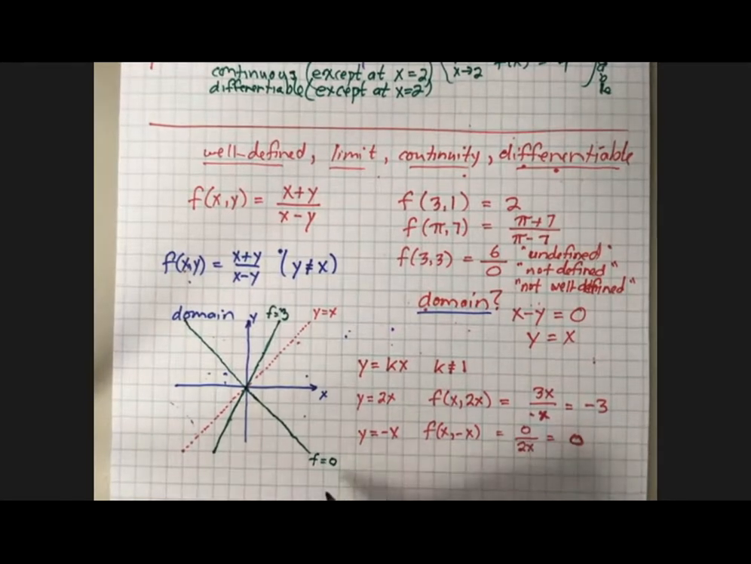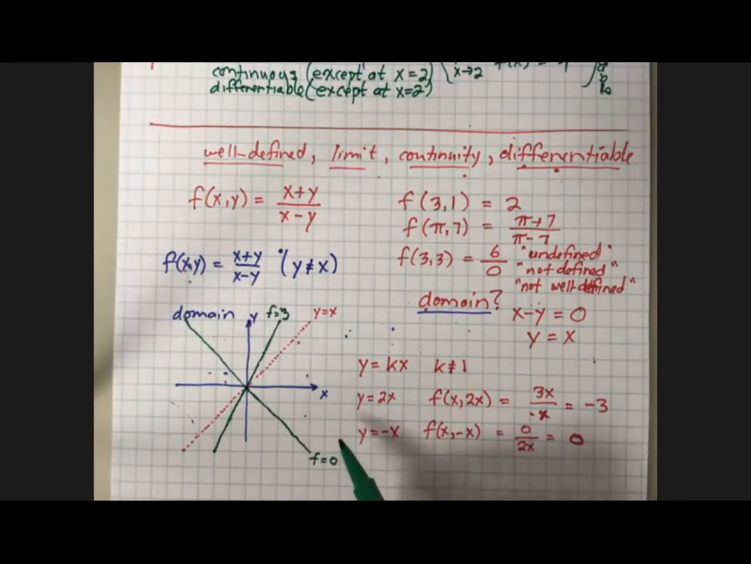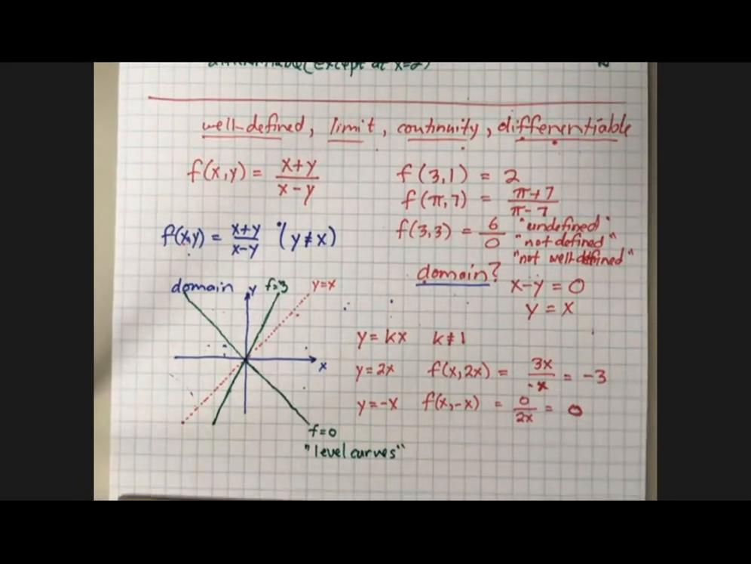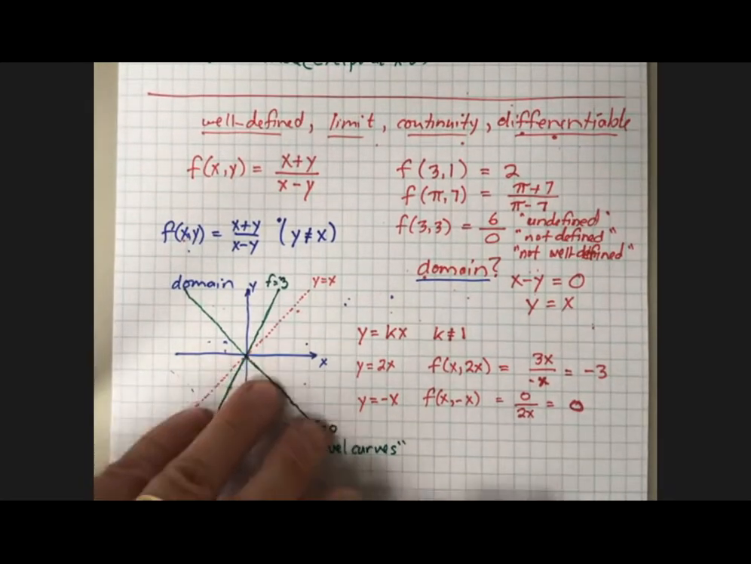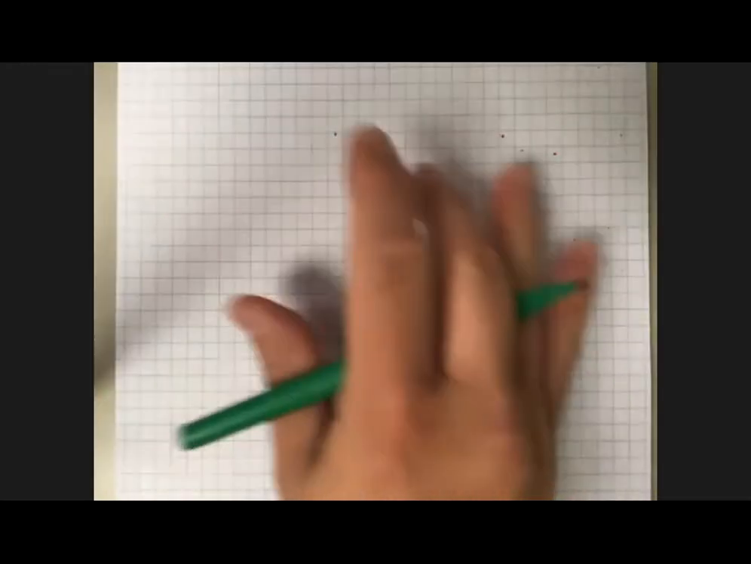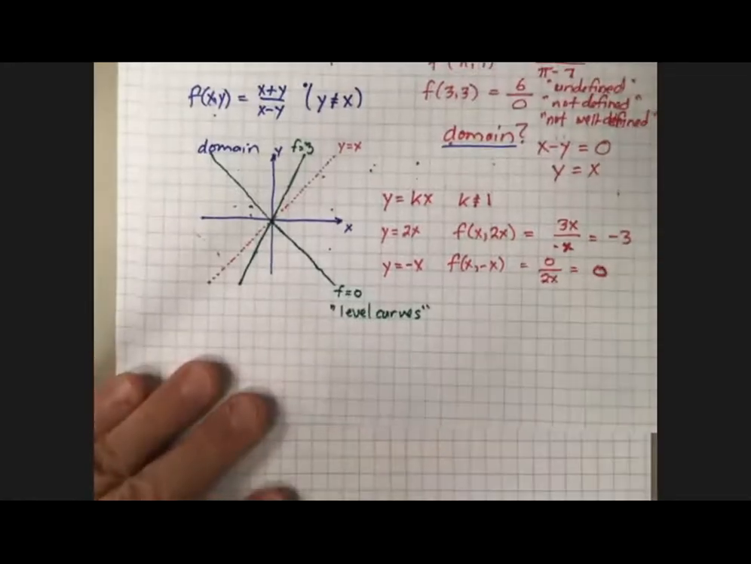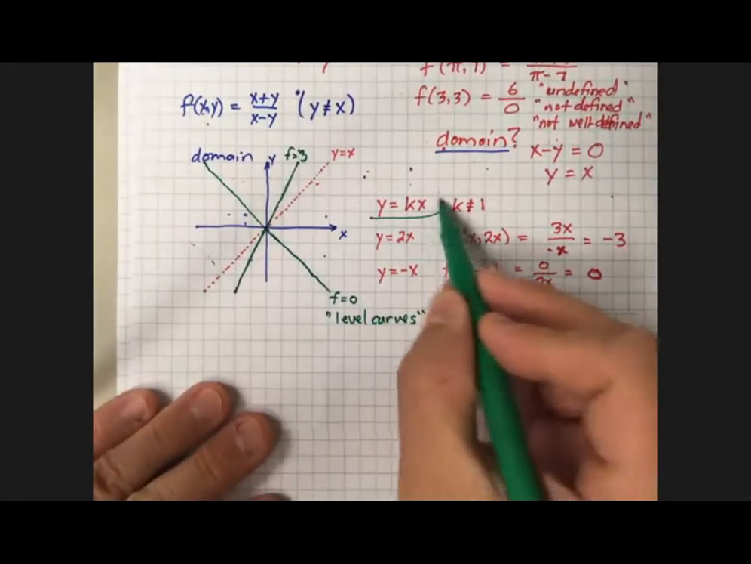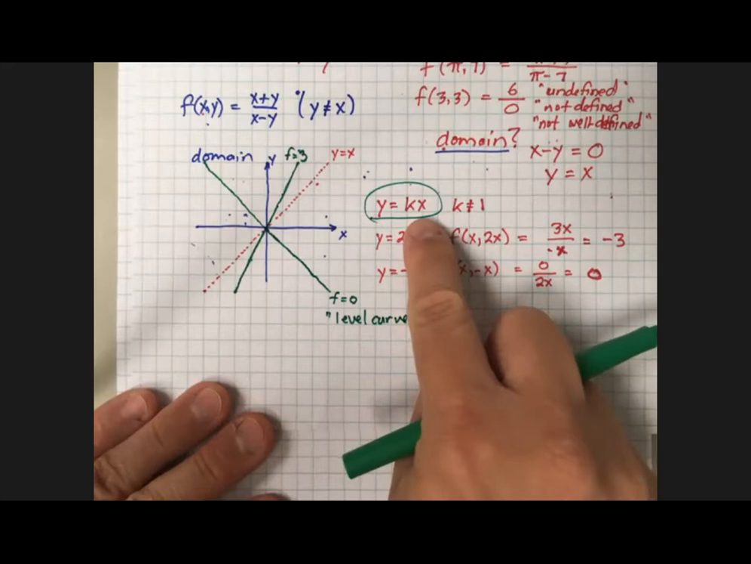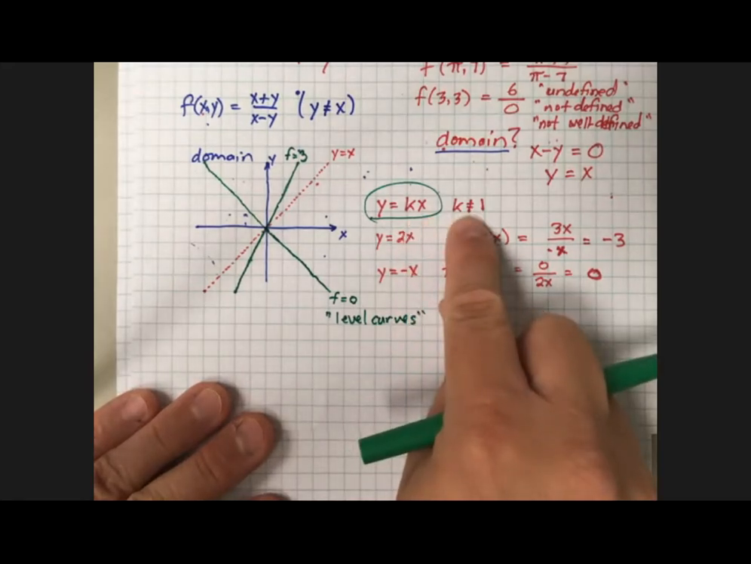Now these lines that I'm drawing right here are curves in the plane where the function is constant. They're called level curves, curves where the function is level. Now, since I can't afford to do this for the next hour, one line at a time, why don't we go for the whole banana? Let's plug in every line except k equals 1.